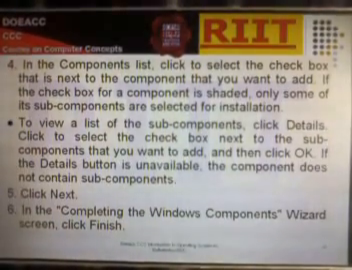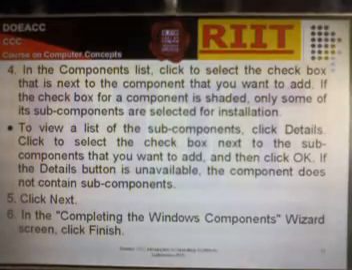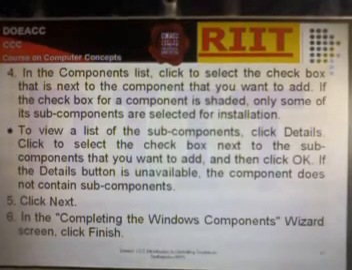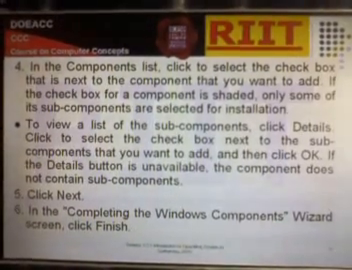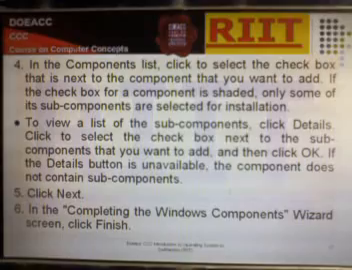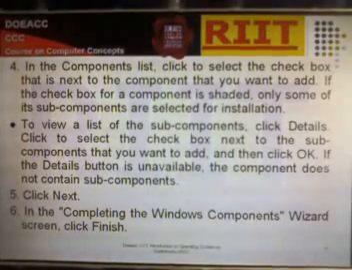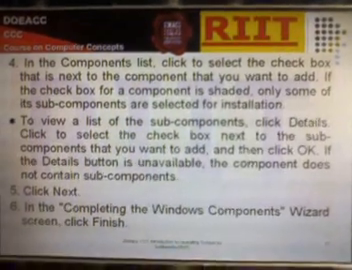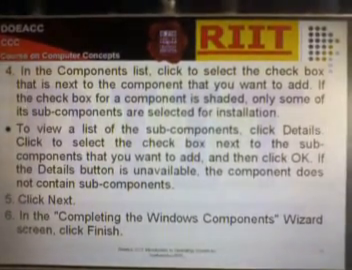In the Components list, select the checkbox that is next to the component that you want to add. If the checkbox for a component is shaded, only some of its subcomponents are selected for installation. To view a list of the subcomponents, click Details, click to select the checkbox next to the subcomponents that you want to add, and then click OK. If the Details button is unavailable, the component does not contain subcomponents. Click Next. In the Completing the Windows Components Wizard screen, click Finish.